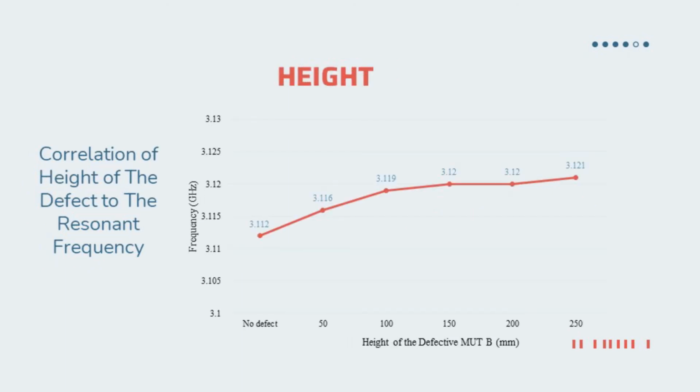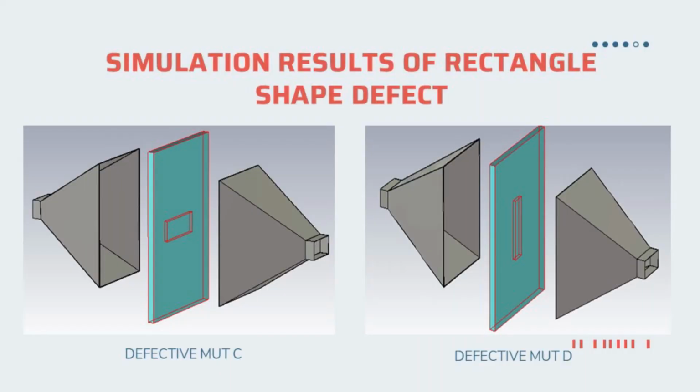This graph shows the correlation of the height of the defect to the resonance frequency. It is observed that resonance frequency varies at different heights of the cylinder. The resonance frequency has a certain tendency to increase with the increasing height of the cylinder. This figure shows the defective MUT in the form of a rectangle.